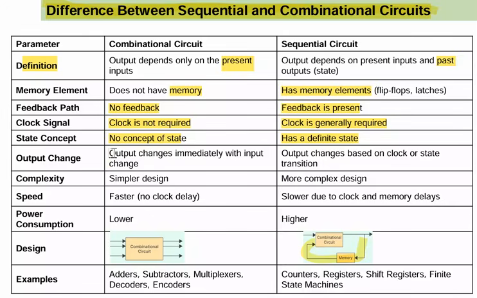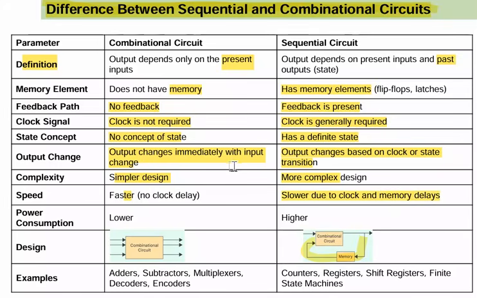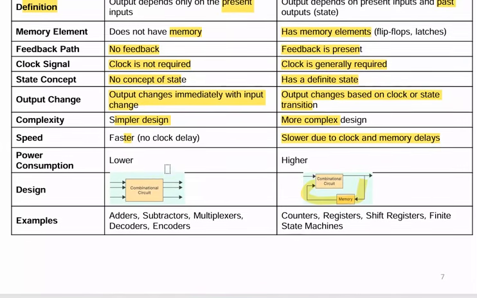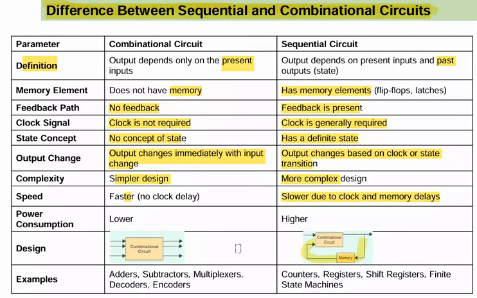The output changes immediately when the input changes in the combinational logic circuit, but in the sequential logic circuit the output changes based on the clock signal, right? The complexity of the combinational logic circuit is the simplest, while the sequential one is more complex. The speed is faster than the sequential logic circuit, and sequential circuits are slow due to the clock and the memory delay, right? The power consumption is low in the combinational logic circuit and high in the sequential logic circuit.